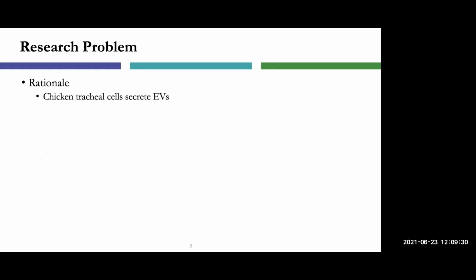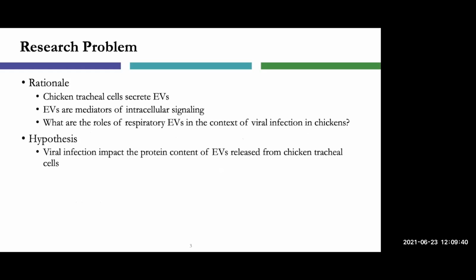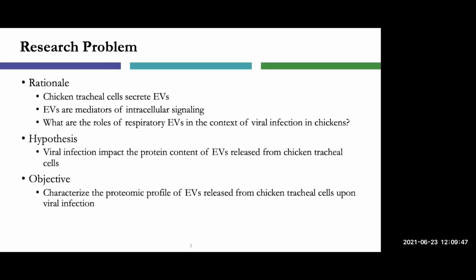So, knowing that chicken tracheal cells secrete EVs and that EVs are mediators of intercellular signaling, we asked ourselves the question: what are the roles of the respiratory EVs in the context of viral infections in chickens? We hypothesized that viral infections impact the protein content of EVs released from chicken tracheal cells, and our main objective was to characterize the proteomic profile of the released EVs.